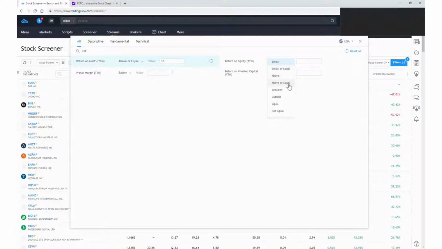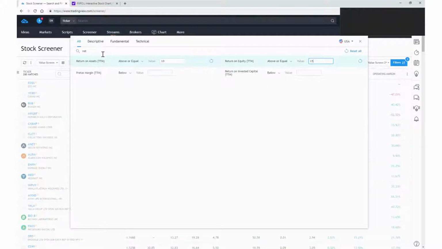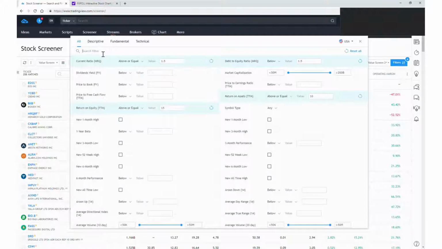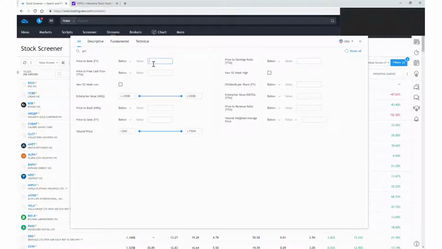Let's now look at the price ratios. And let's first take the price to book. For this, we'll put a value below 5. And for price to earnings ratio, we'll take a value below 15.